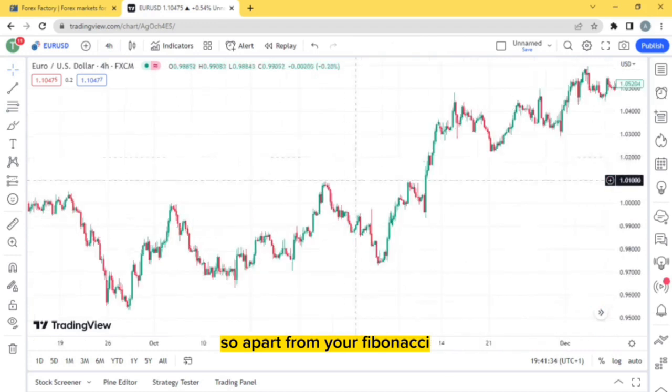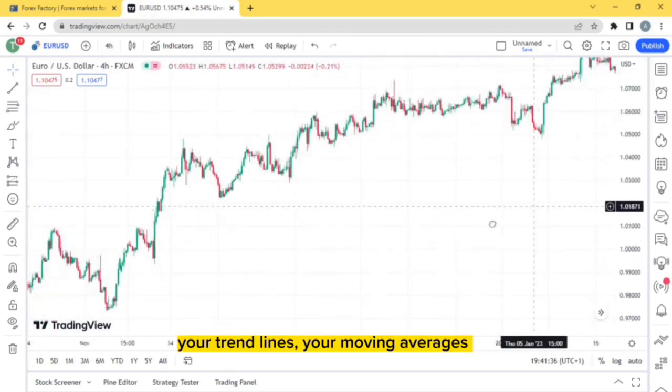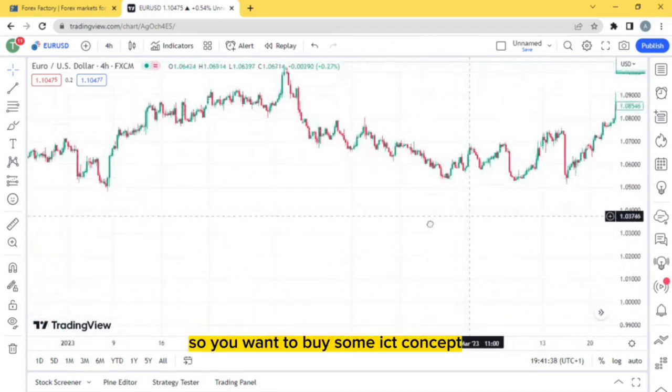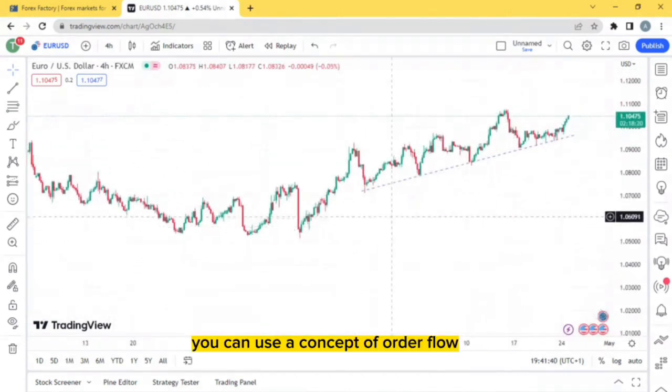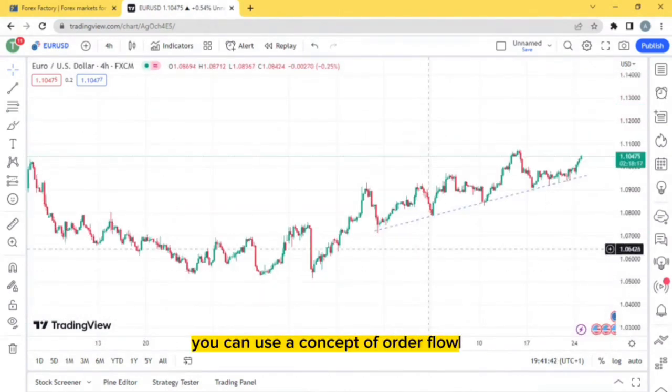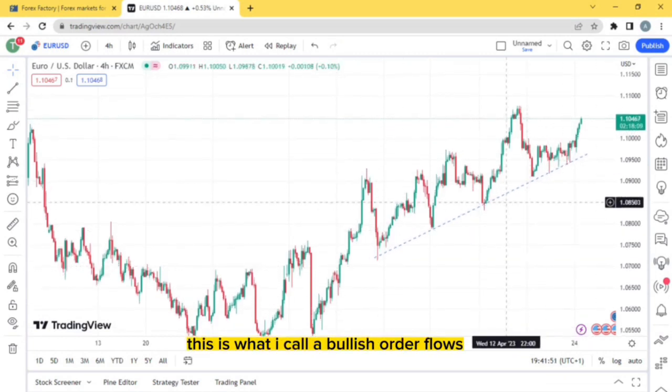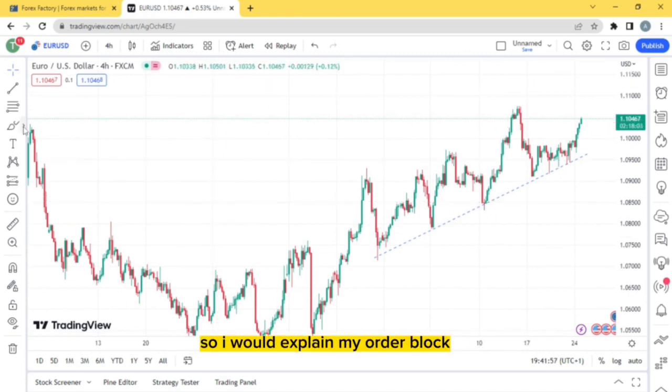So apart from your Fibonacci, I've said your Fibonacci, your trend lines, your moving averages. So if you want to use some ICT concepts, you can use the concept of order flow, which comprises a series of order blocks. Okay, so you can make use of order flow, and from this move to the upside, this is what I call a bullish order flow. So a bullish order flow is made up of order blocks that break structure to the upside. So how would I explain my order block?